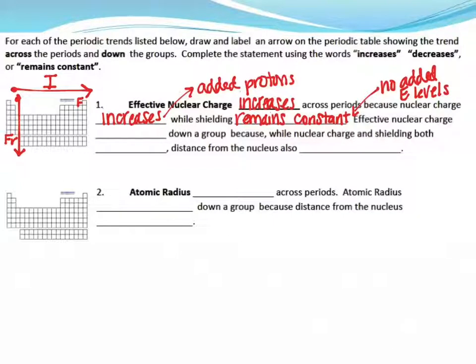Now, effective nuclear charge does what down a group? So how does my nucleus affect those electrons out on the outer edge? What happens to my effective nuclear charge as I go down a group? It decreases.